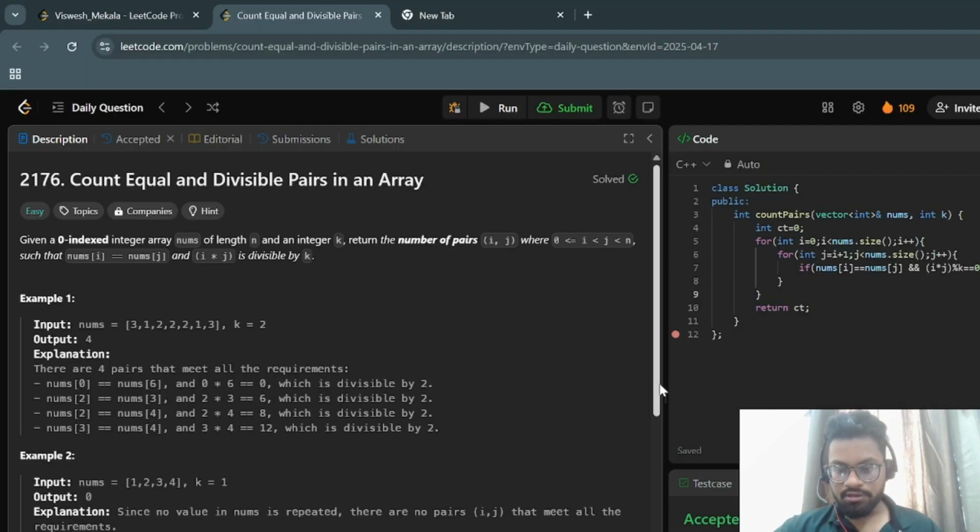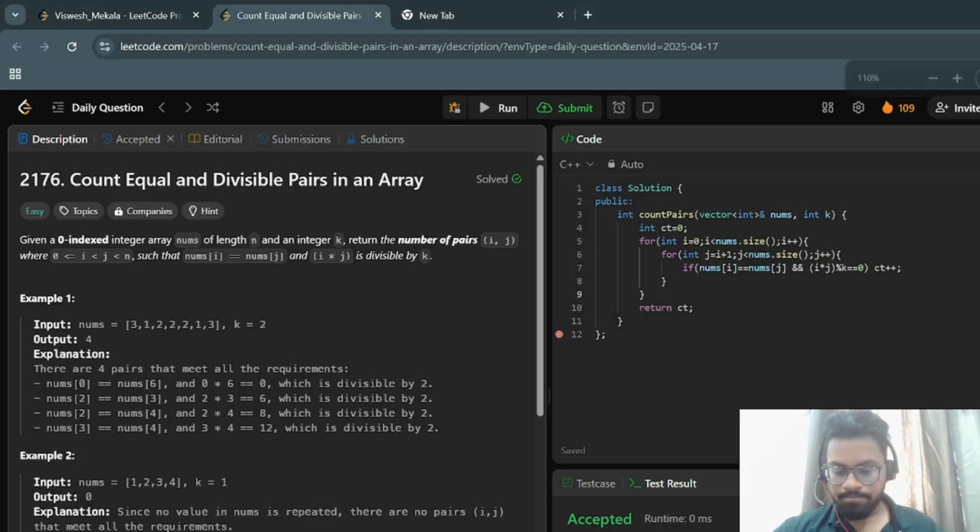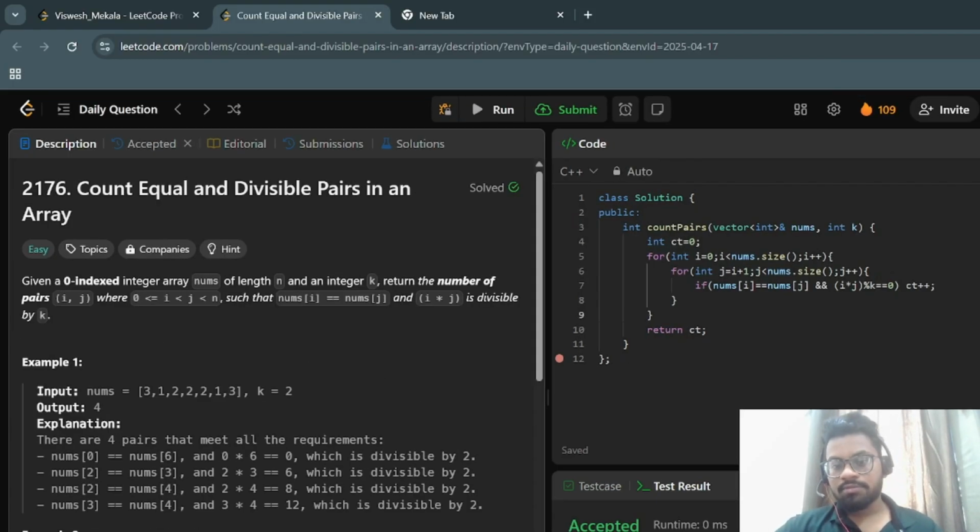What I'm doing is just initializing the counter as 0. One pointer goes from 0 to nums.size, another pointer from i plus 1 to nums.size. If both the values at their respective indices are equal, and if the multiplication of both indices is divisible by k, then just increment the count and return the count. So let's just submit the code.